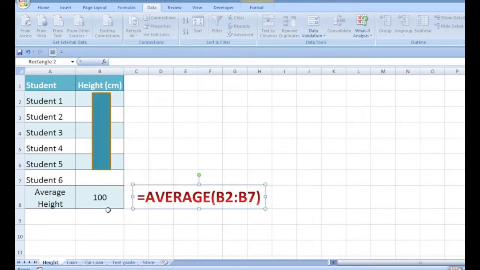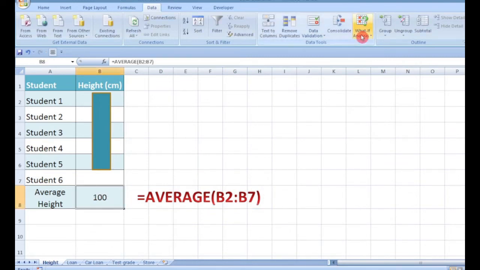The first example is a simple example to calculate the average height of 6 students. It is shown here, average of B2 to B7. We do not know the height, but we know the average of these 5 students. It is 100. Now we have a goal. A sixth person enters into the group and the average height is to be 101. What should be the height of the sixth person for the average to be 101? We can use the goal seek.